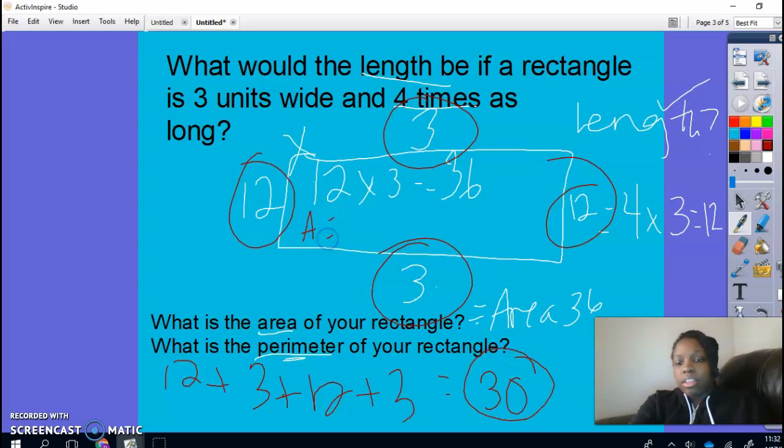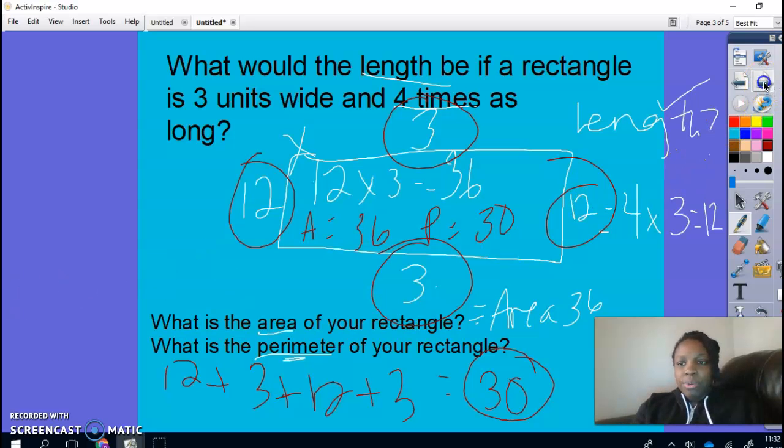So my area is 36. My perimeter is 30. So again, this is just another example of how you solve these word problems. Remember, draw it out. Make sure you read it step by step and answer the question.